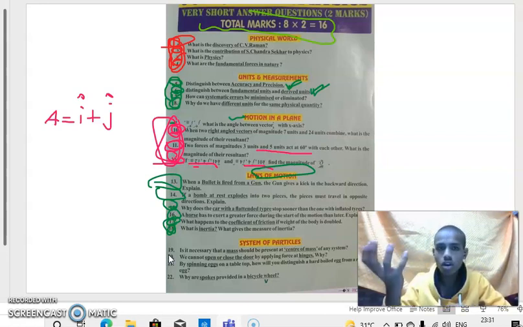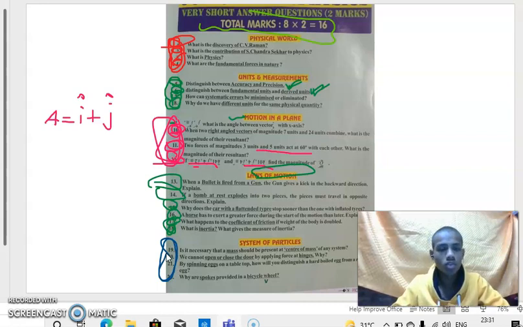Okay, in case of raw egg and hard boiled egg. Next, why are spokes provided in a bicycle wheel? Okay, in this you need to focus on these two. These are the most important two questions.